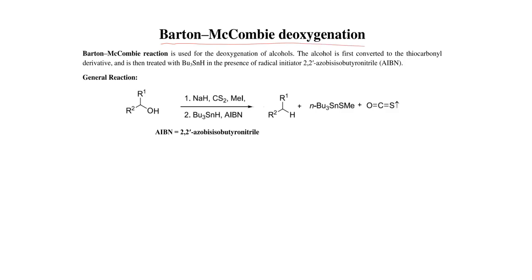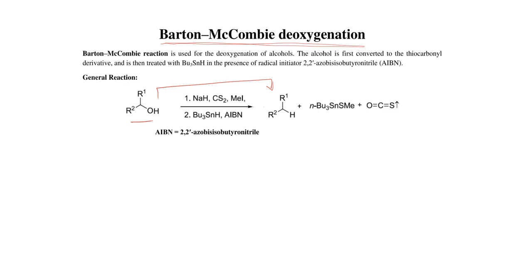In today's lecture, we will discuss the Barton-McCombie deoxygenation reaction. Yesterday we discussed the Barton decarboxylation reaction. In the Barton decarboxylation reaction, carboxylic acid or acid halide are converted into alkane. So it is the extension of the Barton decarboxylation reaction. In the Barton-McCombie deoxygenation reaction, alcohol are directly converted into alkane.